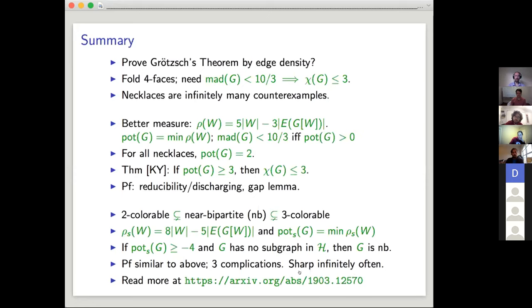If you're interested, here is the URL. Go and don't read this paper, but read the introduction to the paper, because that will be more accessible. So let me stop there. Thanks.